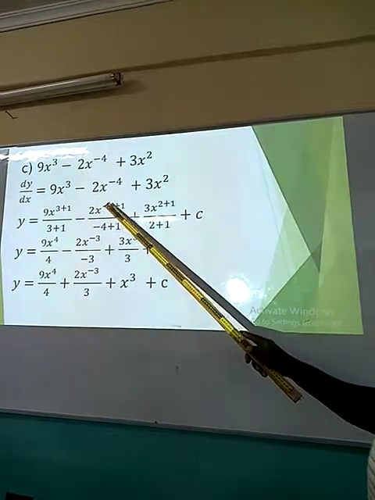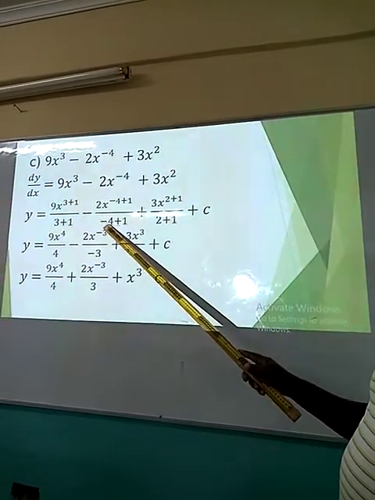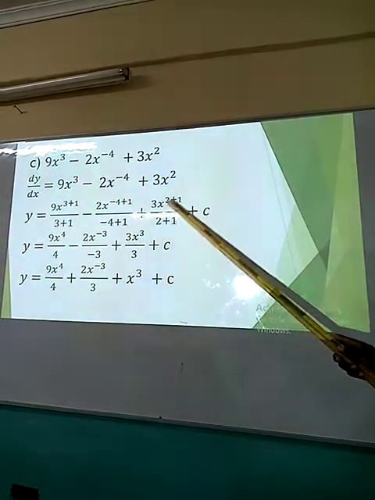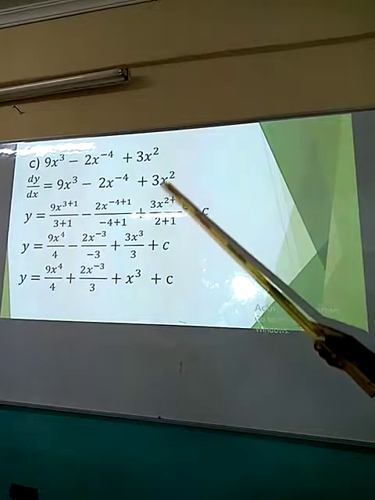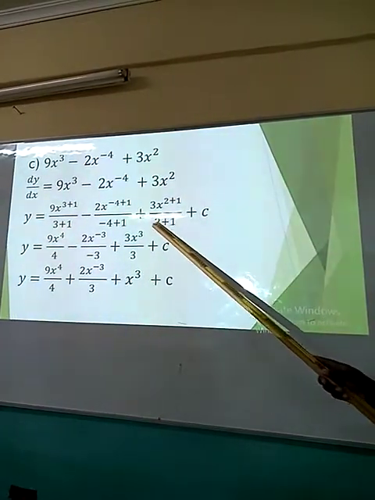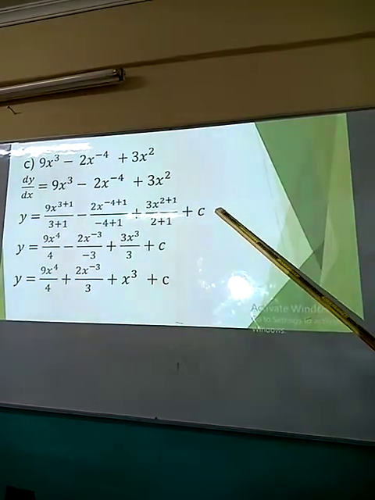Here, the power of x is negative 4. We add 1, we divide by negative 4 plus 1. Plus, here, the power of x is 2, so we add 1 to 2 and divide by the power 2 plus 1, plus a constant.